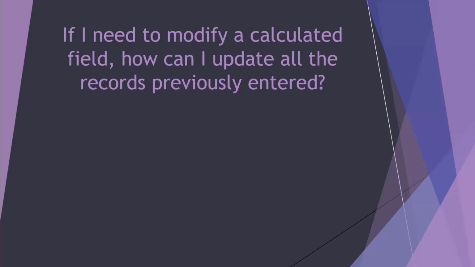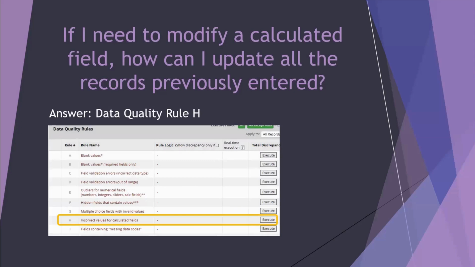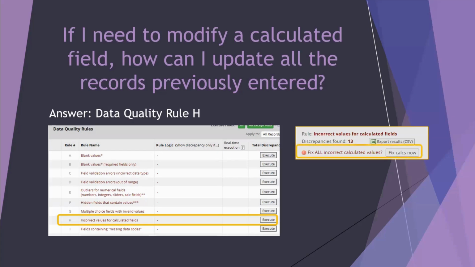If I need to modify a calculated field, how can I update all the records that were previously entered? The answer is data quality rule H. If any calculated fields have ended up with incorrect values, whether due to field changes in the project, previous data imports, or maybe the calculation was set up incorrectly, users can now run rule H, not only to find any incorrect calculated values, but it will additionally display a button that when clicked will autofix all of them at once.